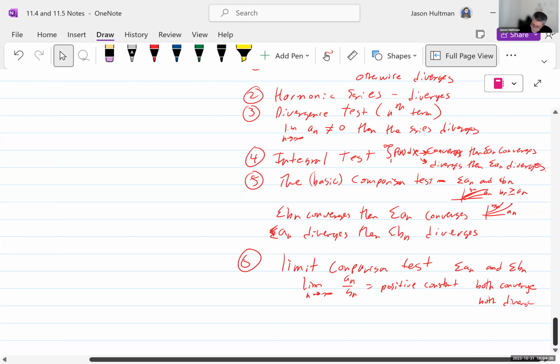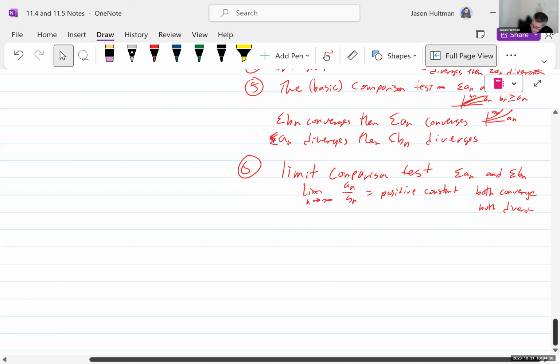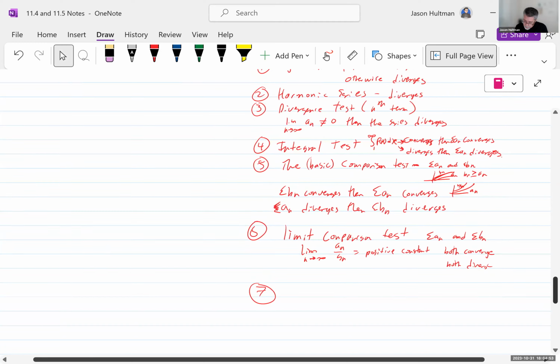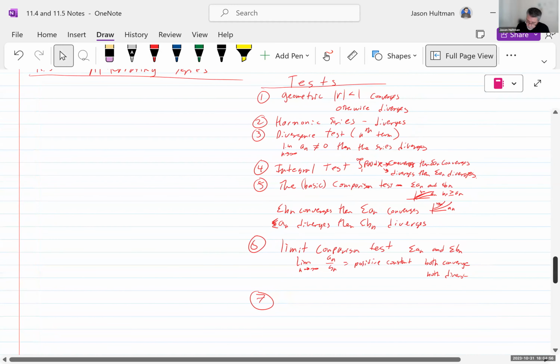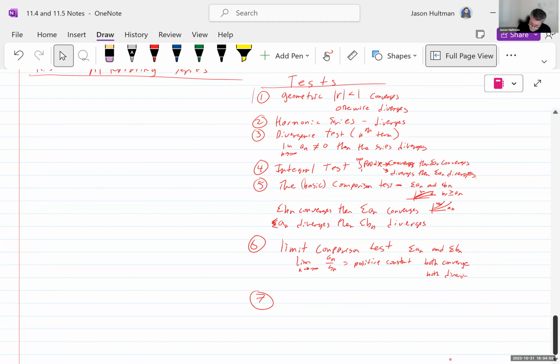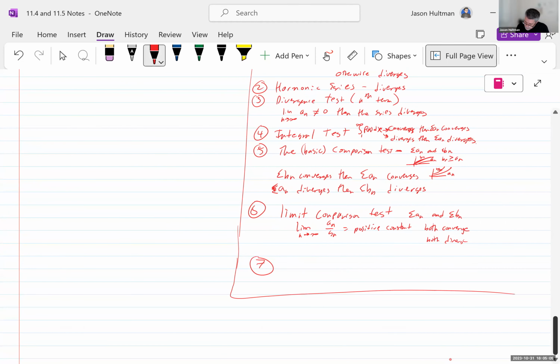Then we're going to add a 7th one. We're going to have 9 in total. We're going to add a 7th one in 11.5, and then in 11.6 we're going to add 2 more, and that'll be it. You'll have all 9 tests available for your exam. We're going to add number 7 right now. The alternating series test, maybe I'll put it right here in our list. Alternating series test.